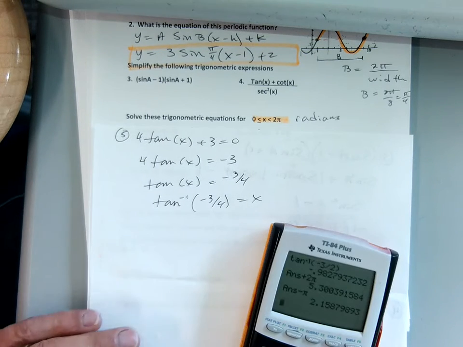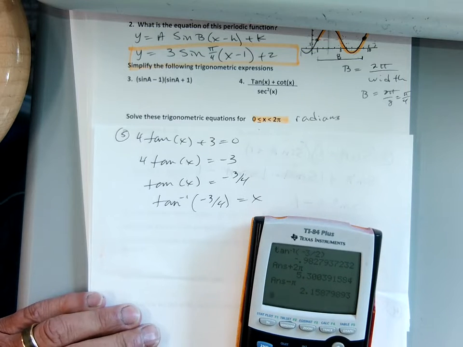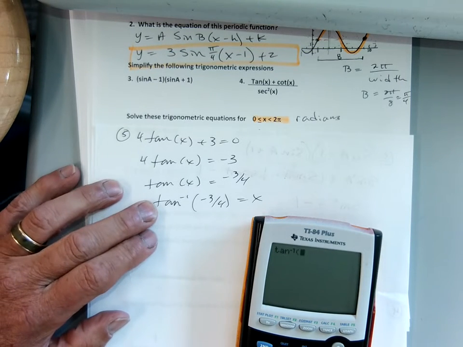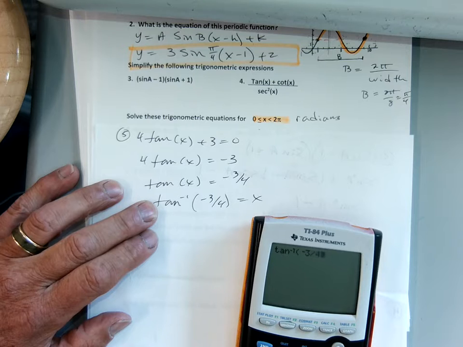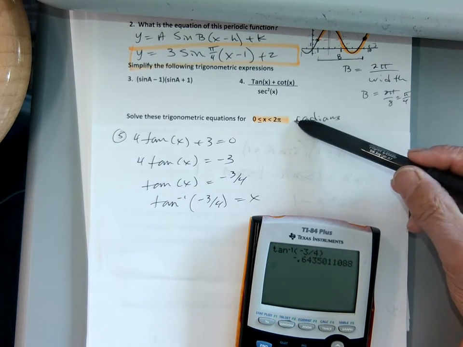All right, I'm going to do that. Mode is in radian mode. Good. Quick clear that. So I'm going to go tan inverse of negative 3 divided by 4, okay? And I get a negative answer. So I can't use that, I'm going to have to fix that negative answer, right?